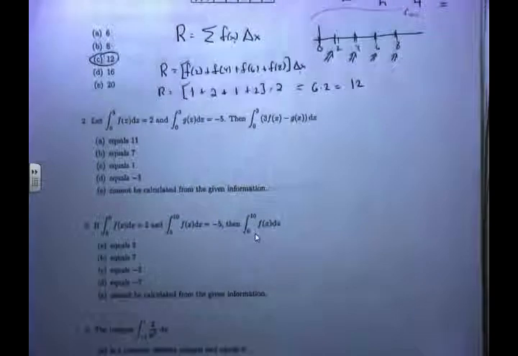Number 2. Integral from 0 to 3 of f of x dx equals 2. Integral from 0 to 3 of g of x dx equals negative 5. Then what is going to be the integral of 3 times f of x minus g of x?